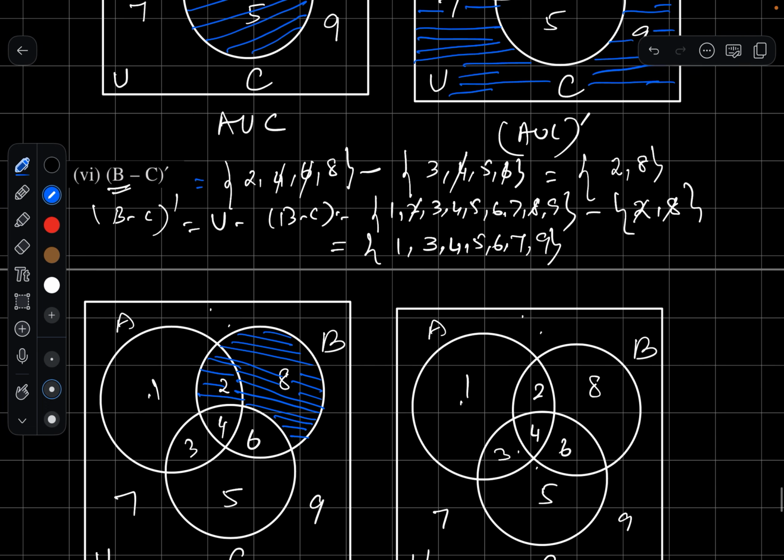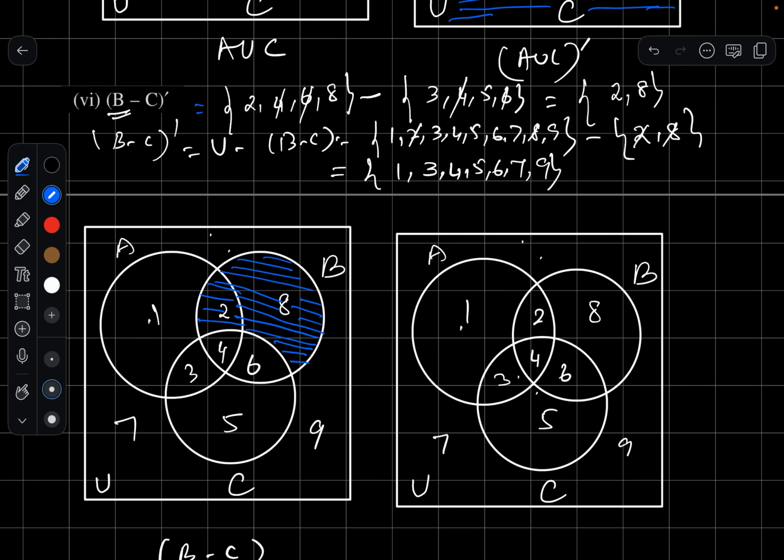Okay, this is B minus C. Now what is B minus C the whole dash? So it is going to be 1, 3, 4, 5, 6, 7. So I am going to leave this B alone, and I will shade the remaining.